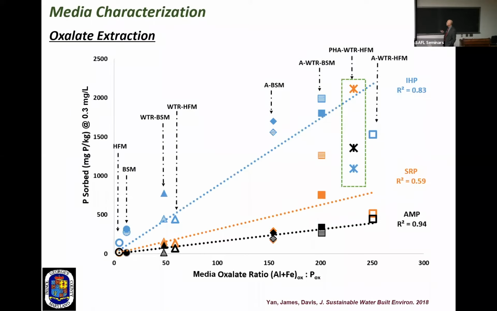And again, here are some data sets showing the same thing, looking at what is known as the oxalate ratio. It's a ratio of extractable aluminum and iron divided by the phosphorus. So basically, my x-axis shows the amount of aluminum and iron in the system compared to the uptake of phosphorus at a specific phosphorus concentration, and the different colors are the different types of phosphorus species. So really, the more aluminum and iron that we have in the system, the greater the capacity for our phosphorus uptake.